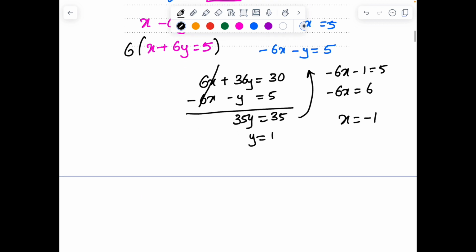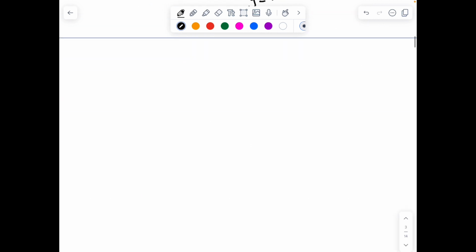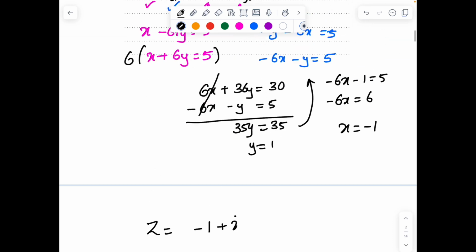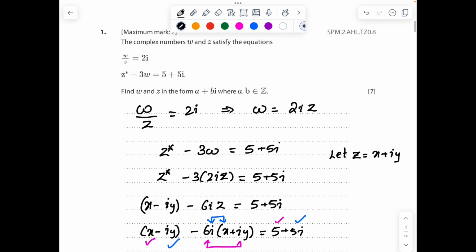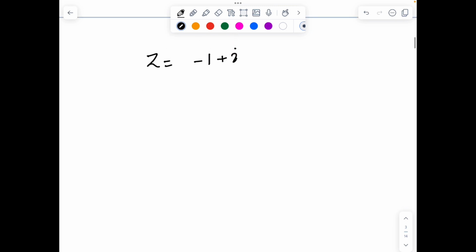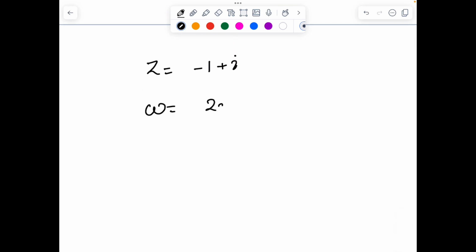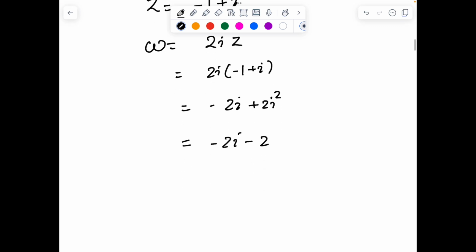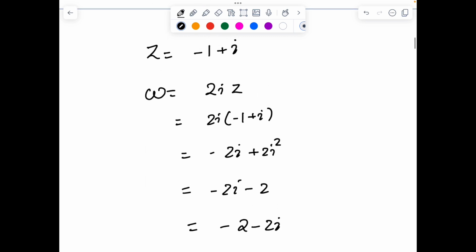So what is the value of z? z equals negative 1 plus i. That is going to be the value of z. What else has been asked? Find z and omega. But omega is 2iz. So omega equals 2i times z, which is 2i times negative 1 plus i, which becomes negative 2i plus 2i squared. i squared is negative 1. So negative 2i, negative 2, or written in standard form, negative 2 minus 2i. This is going to be the answer.